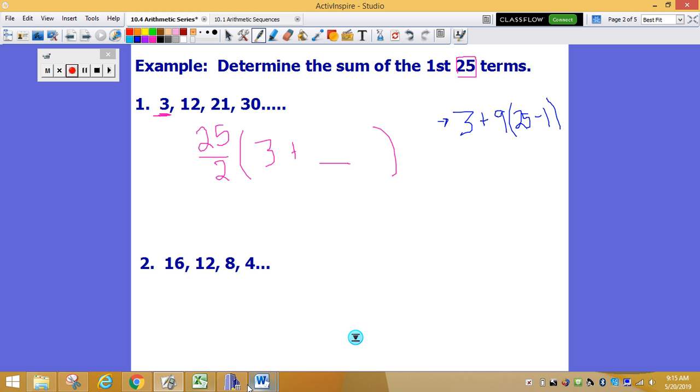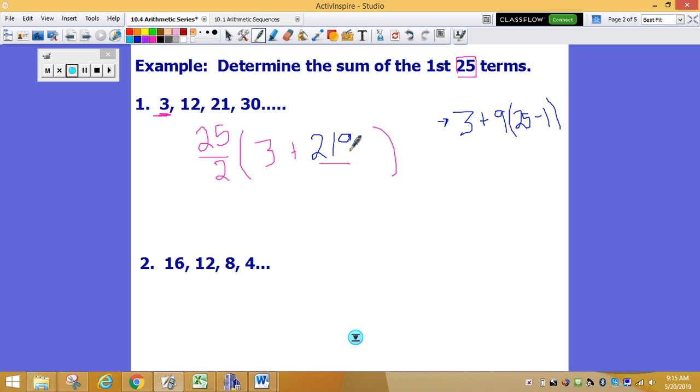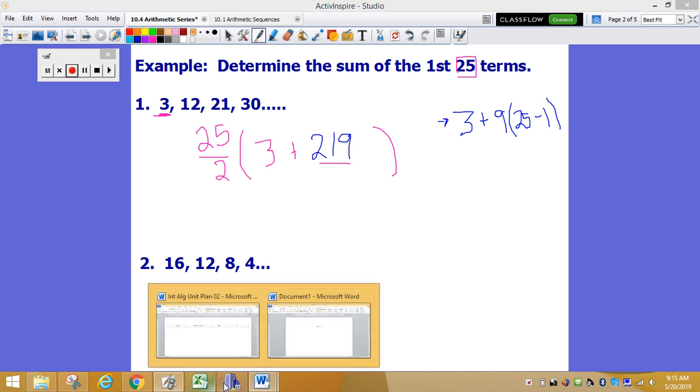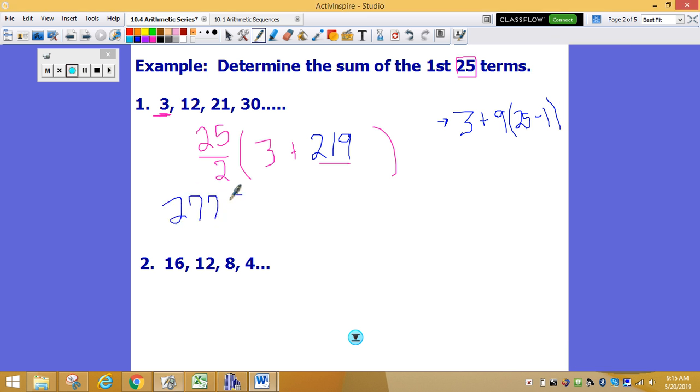So let's get our calculators. I got 3 plus 9, and in parentheses 25 minus 1. So that gives me 219. So my 25th term, what goes right here, is 219. So to find the sum of all of those terms, I'm going to type this formula in my calculator: 25 divided by 2, and in parentheses 3 plus 219. So the sum of the first 25 terms of this series is 2,775.